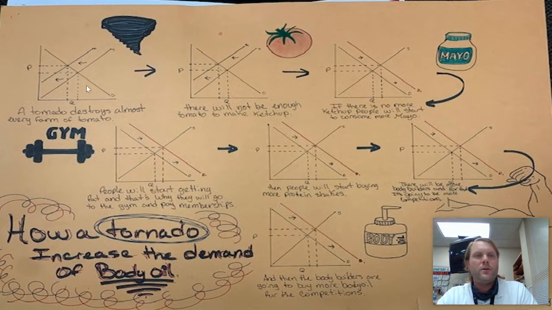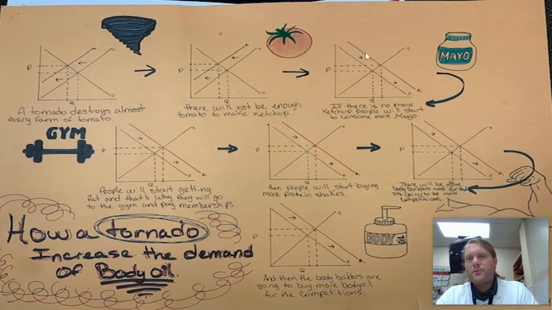Okay, so he says a tornado destroys a farm of tomatoes. Okay, so you've got to start out with some type of event. It can be a natural disaster, it can be some type of shortage, whatever the case might be. You got to start out with some. He chooses a tornado and talks about tomatoes. Sorry, tornado to tomatoes. Then he says ketchup is going to decrease in supply. Input of tomatoes to ketchup, decrease the supply of ketchup.